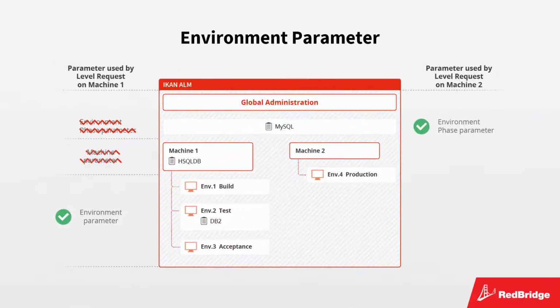You can refine even further by specifying the parameter value at environment level. In our example, machine 1 contains several environments, the build environment and the test and acceptance environments. The test environment uses a different database, namely DB2. So for that environment, we need to specify a different value at environment level.